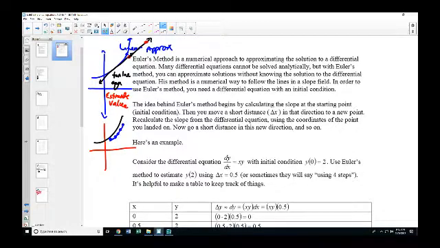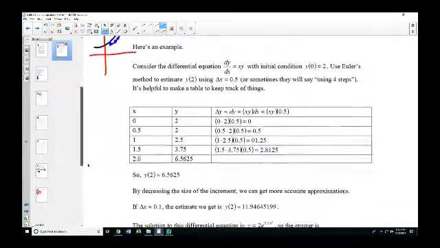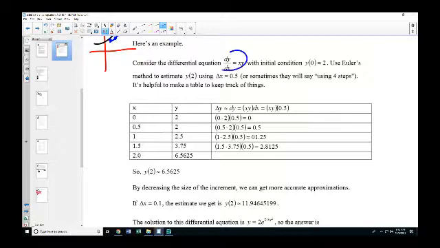Recalculate, boom. At 2, what's the new slope? Boom. Okay, and we put together a table that makes it pretty straightforward. You'll usually be given the derivative in the form of a differential, and you're given an initial condition.